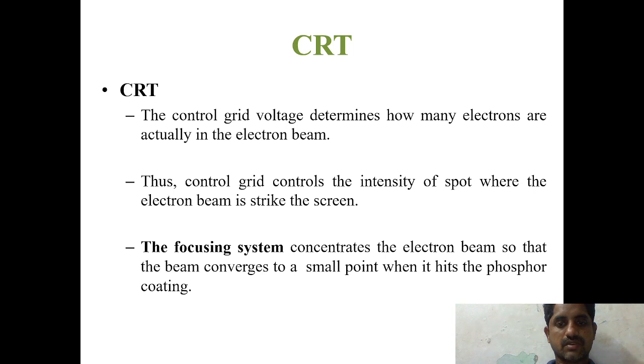The focusing system concentrates the electron beam so that the beam converges to a small point when it hits the phosphor coated screen. Whenever the electron beams are produced from the electrons, the focusing system concentrates the beam so that it converges to a small point when it hits the phosphor coating. Then it displays the image on the screen.